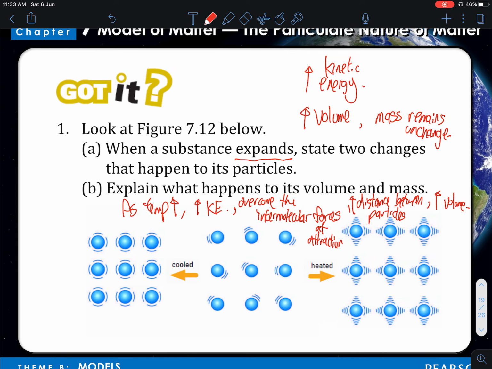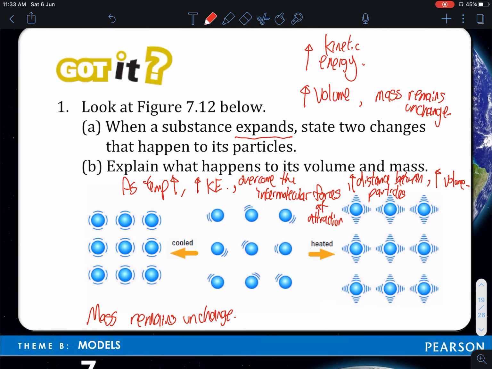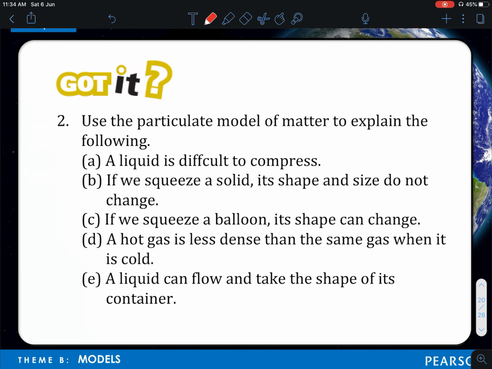Okay, and when these spaces between particles are increased, this will result in an increase in the volume of the metal. Okay, for mass, on the other hand, mass remains unchanged. Now, why it remains unchanged is because mass is actually the amount of substance within the particle. So this doesn't change as there is no gain or loss in mass. Hence, it will remain unchanged at the end of the reaction.